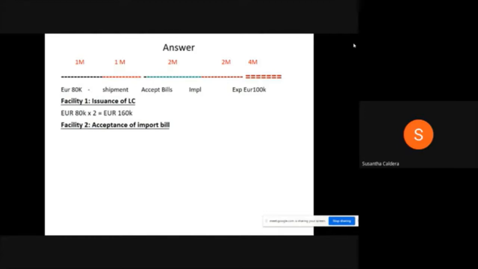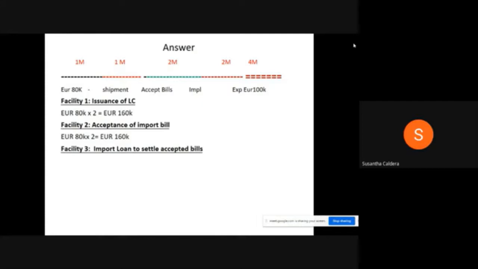€80,000 into 2, the 2 months on import bill, right? That is 33.6 million rupees. Then import loan to settle accepted bills. After 2 months, we will give the import loan. But to cover the import loan, it will take another 2 months, because then only we'll ship the goods and then discount the export bill.